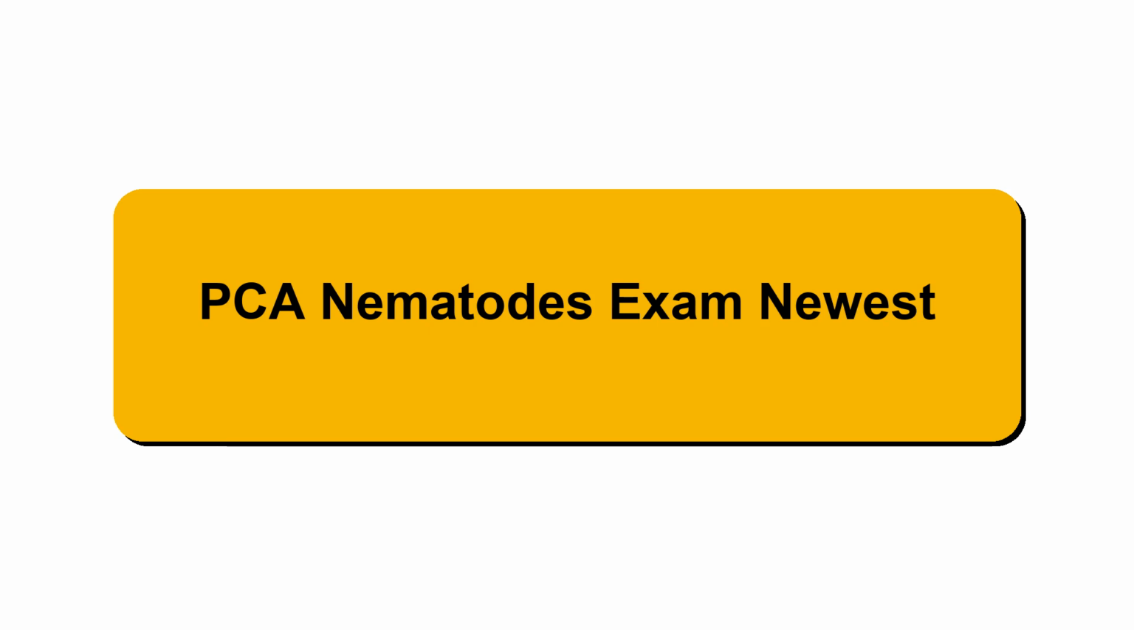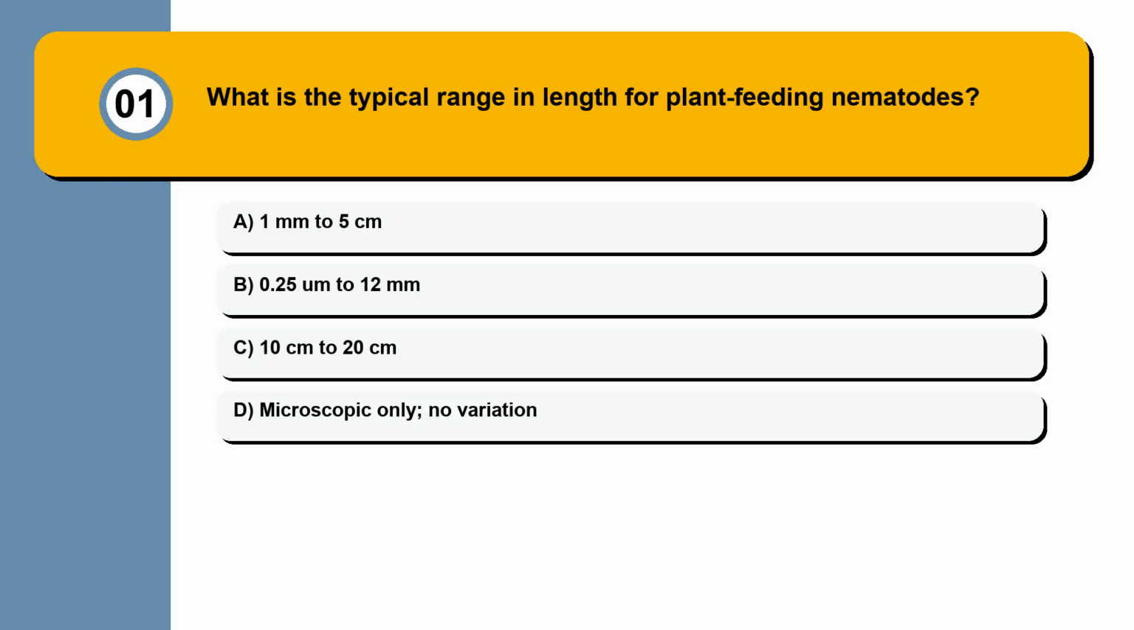PCA Nematodes Exam newest. Question 1. What is the typical range in length for plant-feeding nematodes? 1 mm to 5 cm, 0.25 to 12 mm, 10 cm to 20 cm, microscopic only, no variation.